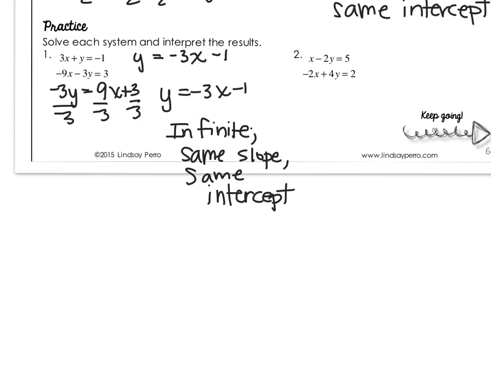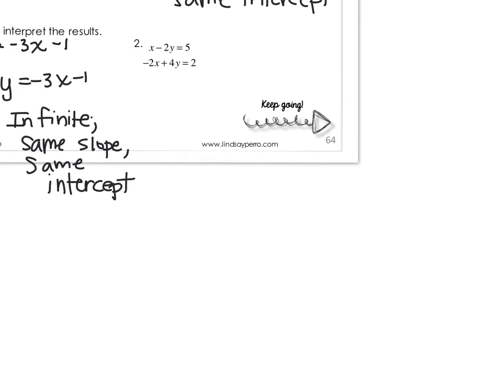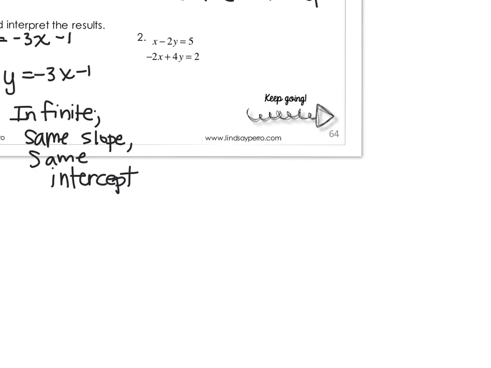Okay, for this first practice problem, when I wrote both of them in slope-intercept form, they were both y equals negative 3x minus 1. So we know this is infinite solutions because they have the same slope and the same intercept. All right, try number 2 on your own. So pause and try it on your own.